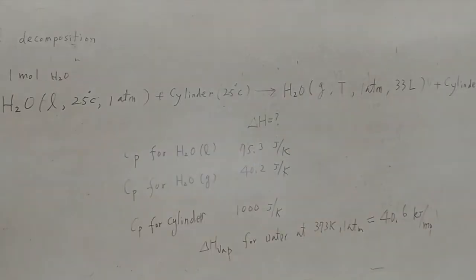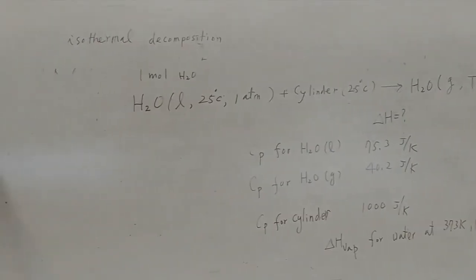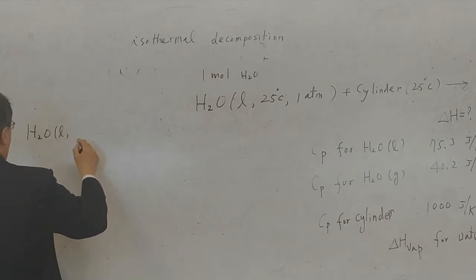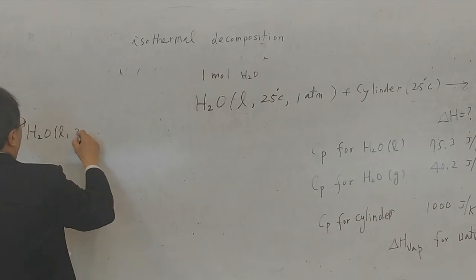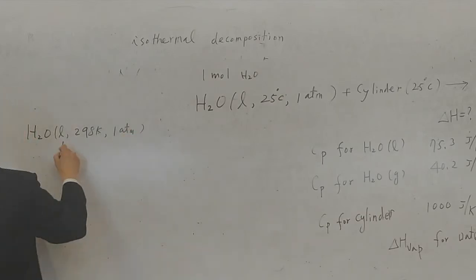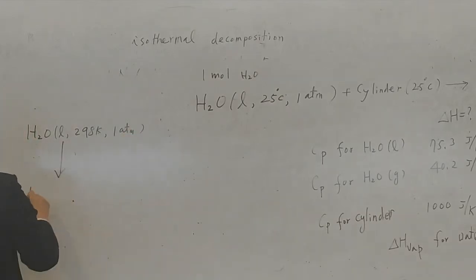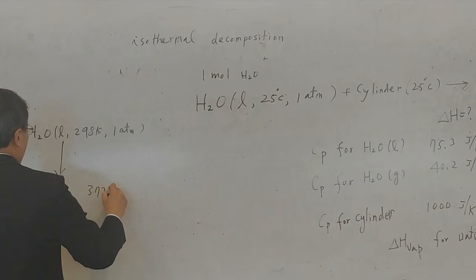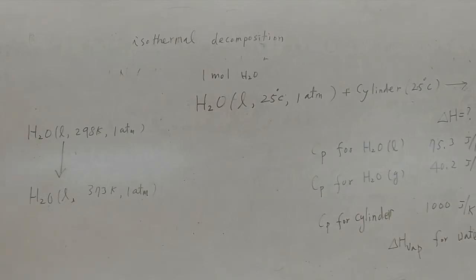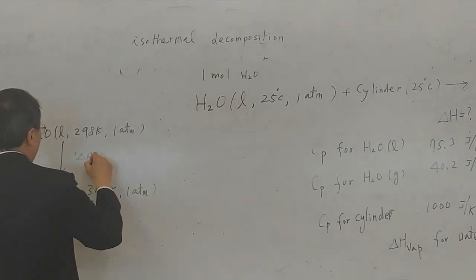So we can divide using Hess's law. We can divide like this: H2O liquid at 298 K, 1 atmosphere first goes to H2O liquid state at 373 K, 1 atmosphere. So we just increase the temperature from 298 to 373 K. This is the boiling point, 373 K. This we call delta H1.